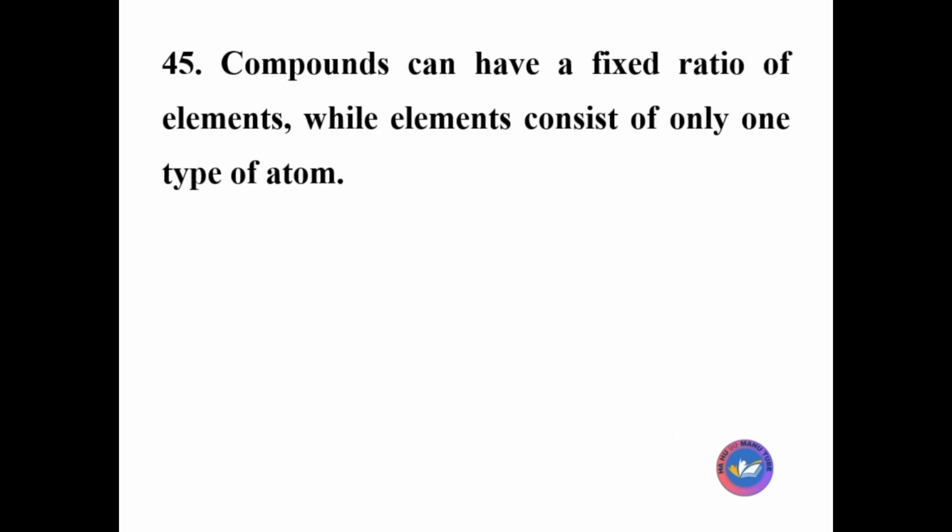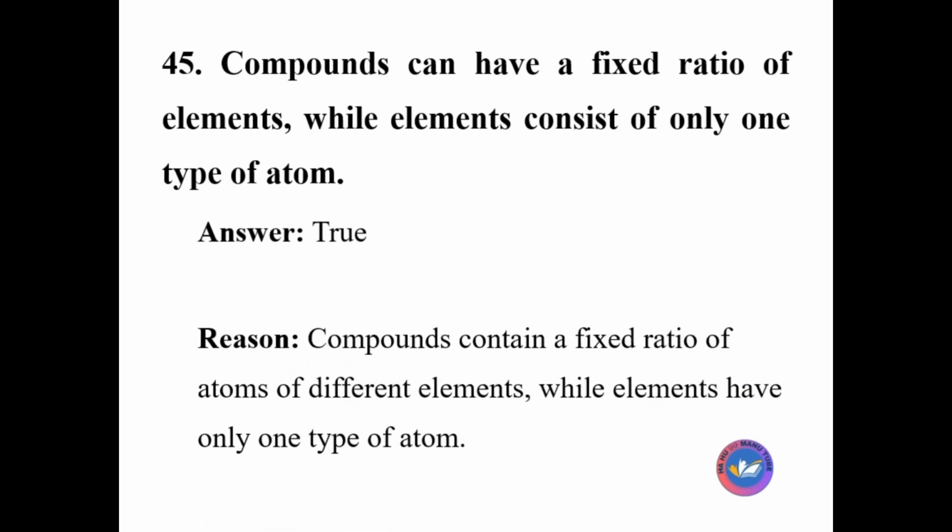Question number 45. Compounds can have a fixed ratio of elements, while elements consist of only one type of atom. The answer is true, because compounds contain a fixed ratio of atoms of different elements, while elements have only one type of atom.